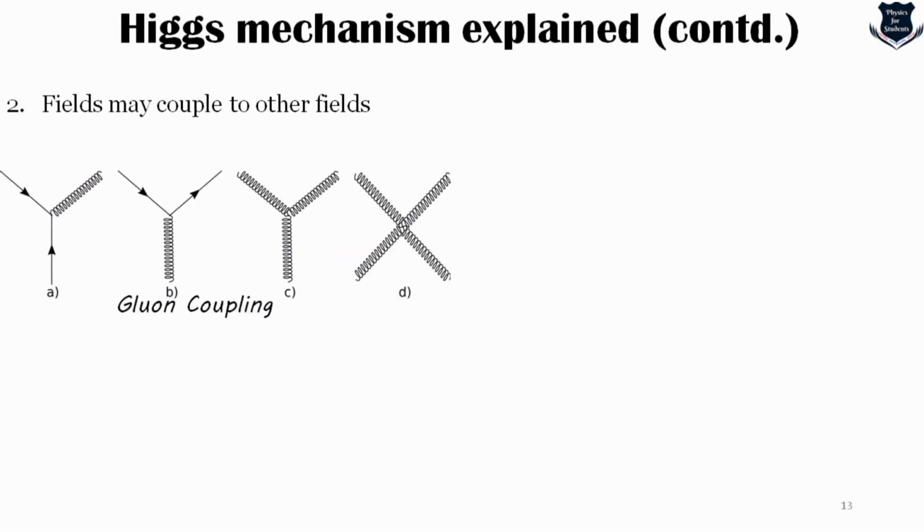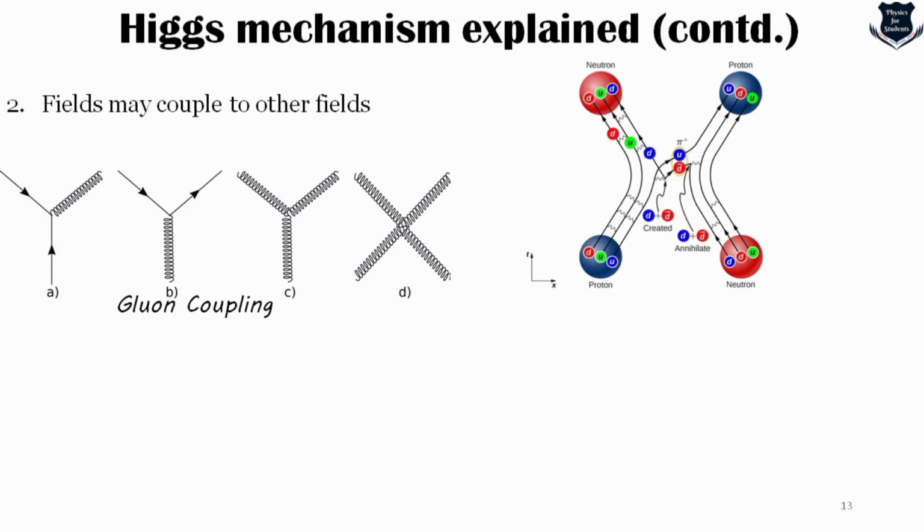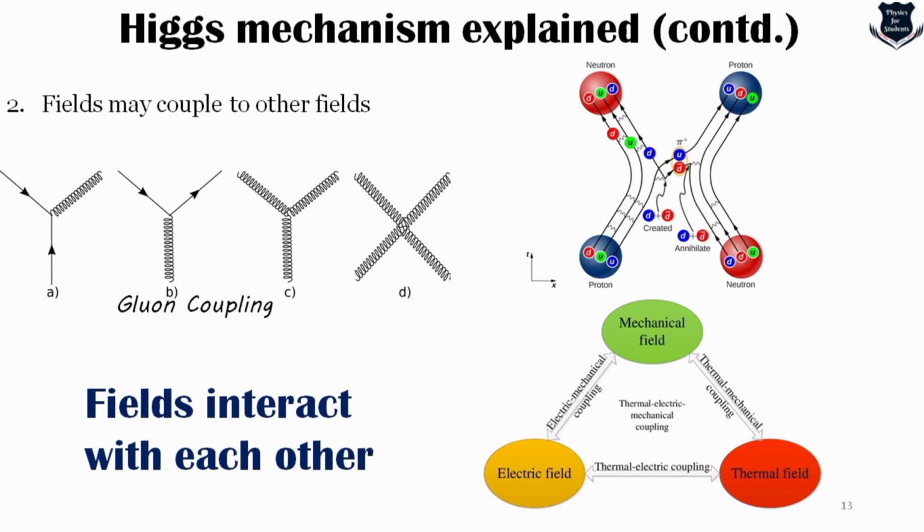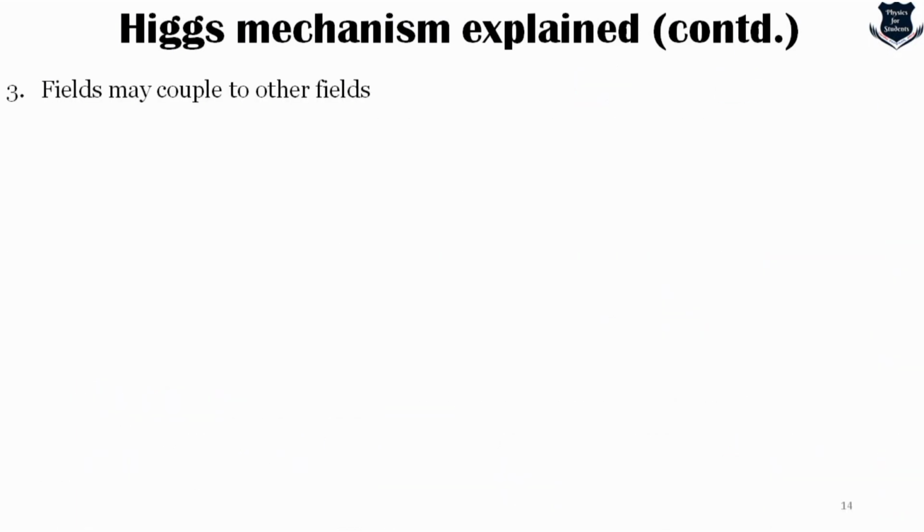This is a simple example of what is gluon coupling. This is another example of fields coupling. And this is another example of mechanical, electrical, thermal fields which are coupling. So all in all, what we need to understand is that fields do interact with each other. Fields may couple with other fields also.